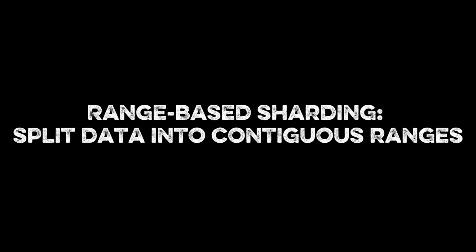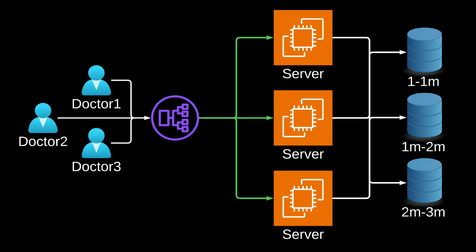There are a few common ways to shard, the first of which is called range-based sharding. We can split up the data by ranges of patient IDs. For example, shard 1 could store IDs 1 through 1 million, shard 2 1 million through 2 million, and so on. It's simple, but it can cause hotspots if most of the activity clusters in one range.